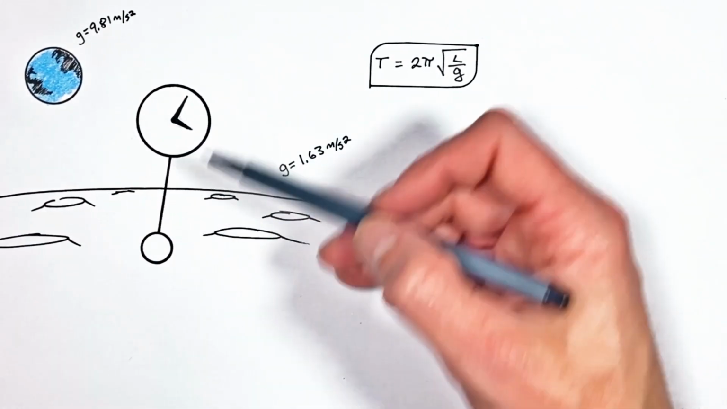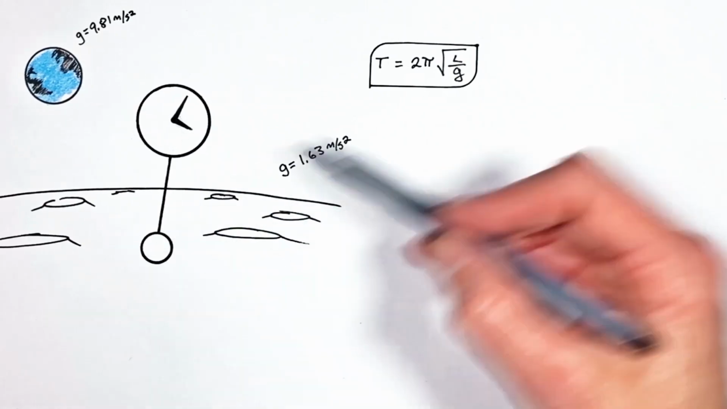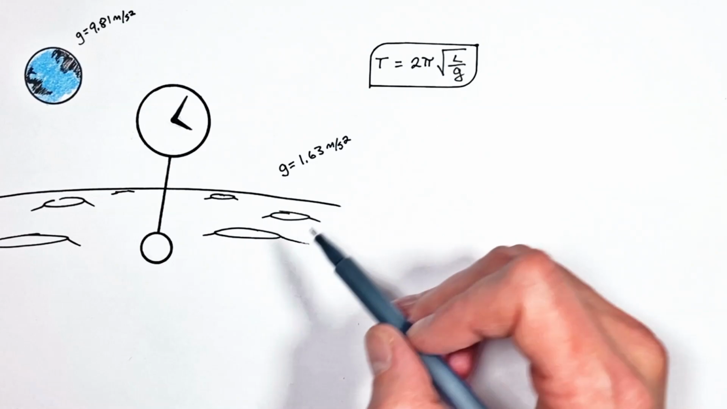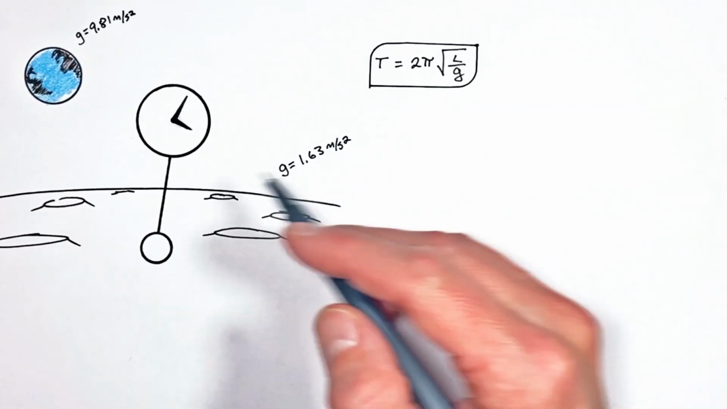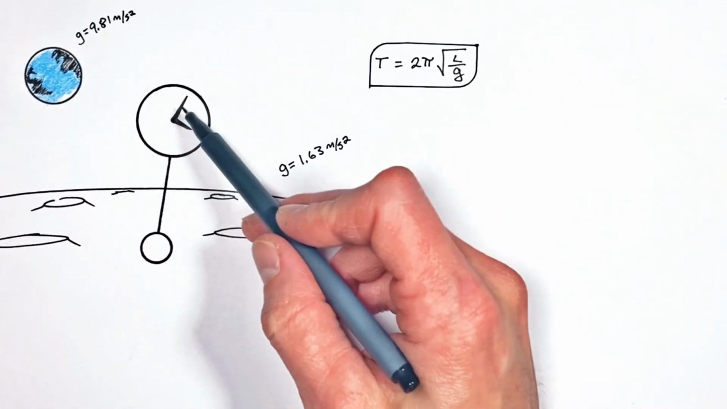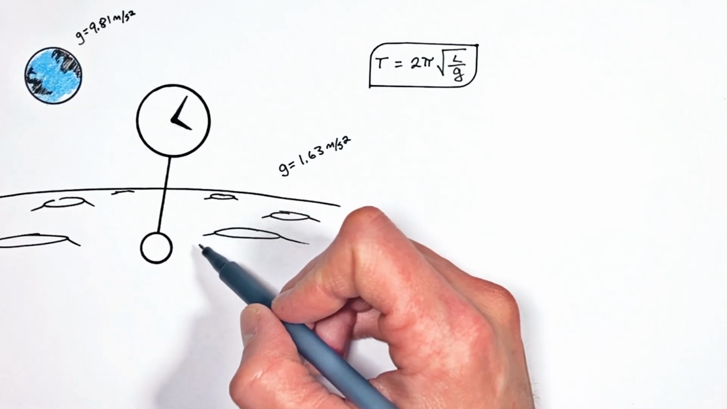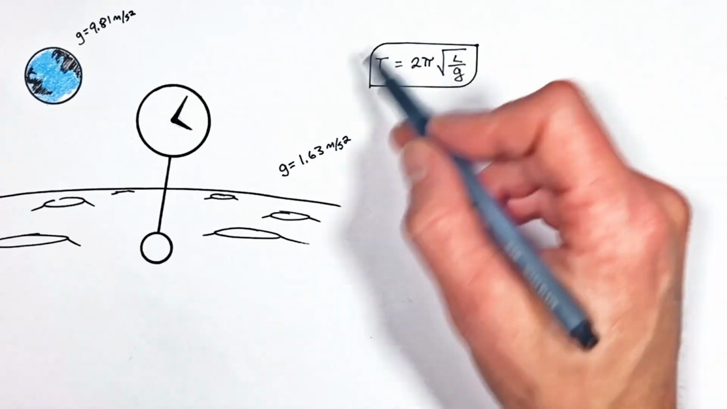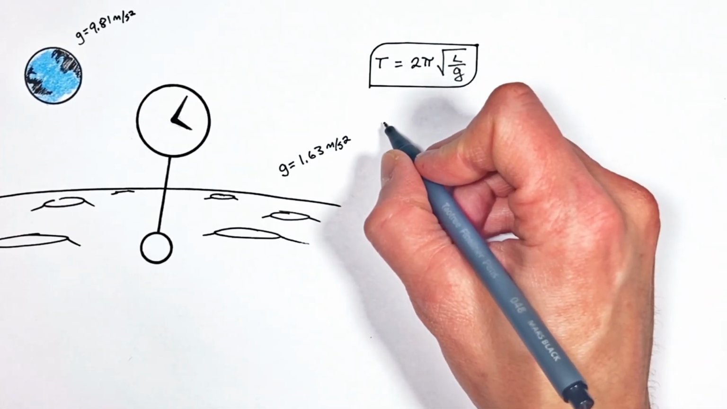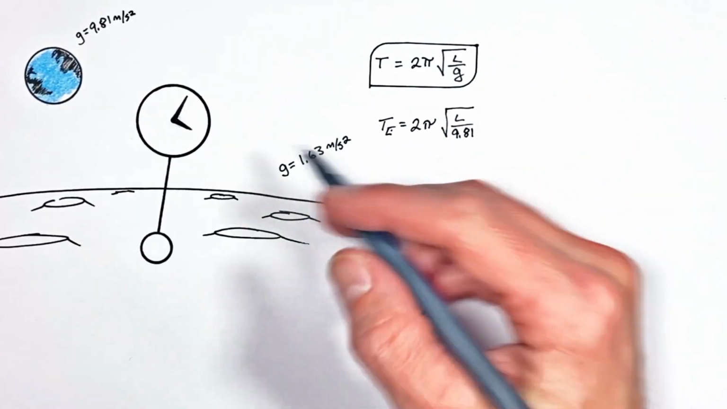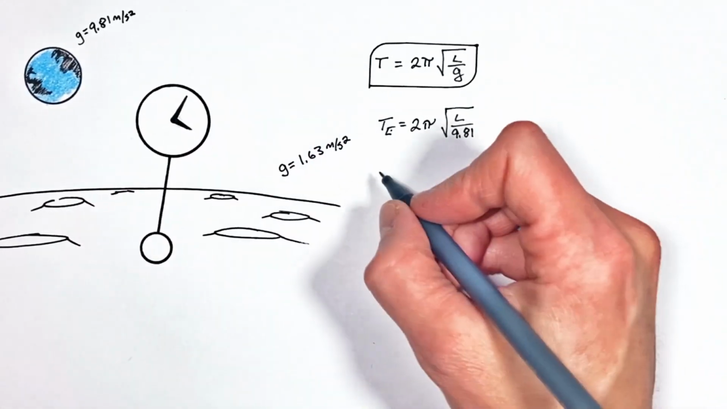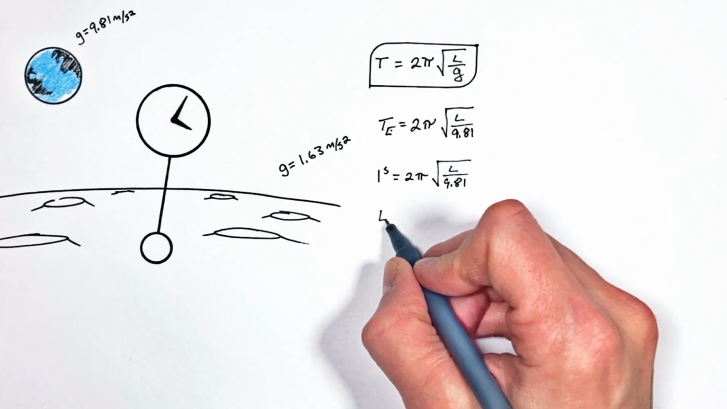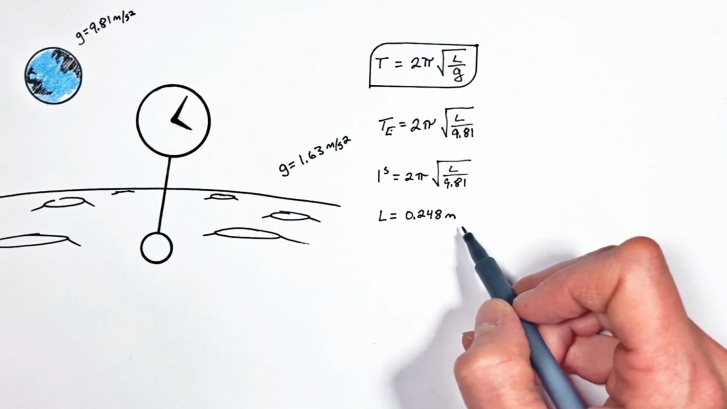Now, you'll notice in this problem, we haven't been given any dimensions of the clock. We don't know the length of the pendulum. But to make this problem a little bit easier and to clear up some misconceptions, let's imagine this clock had a pendulum with a period of exactly 1 second on the Earth. Applying the period equation, that means the length of the pendulum is 0.248 meters.